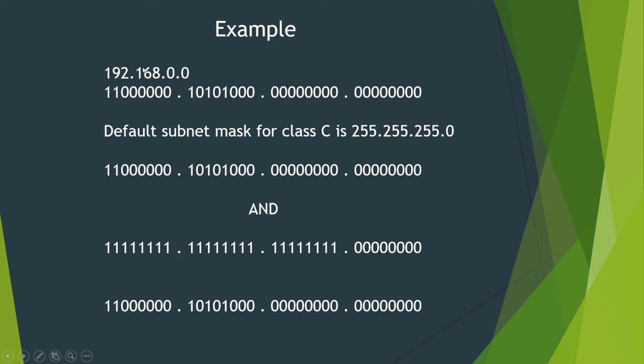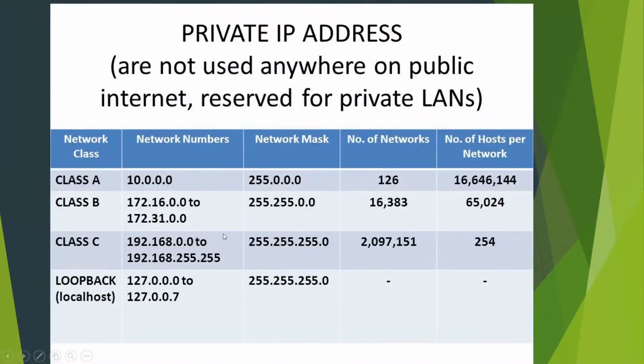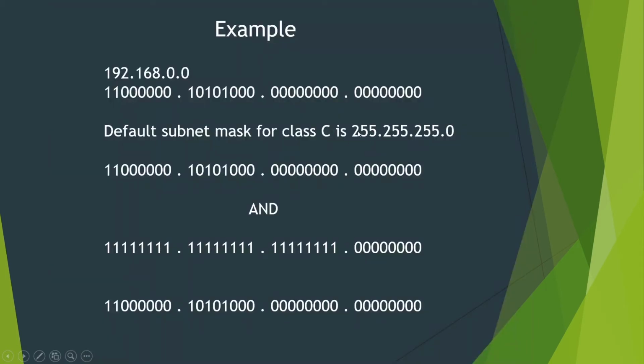192.168.0.0, and if I convert every octet from decimal to binary, I get this. 192 in binary, and 168 in binary is 10101000, dot, and the zeros are all zeros. So I have written this dotted decimal into dotted binary format. Now they have said that the default subnet mask is 255.255.255.0. If I convert each octet of 255 into binary, I get this.